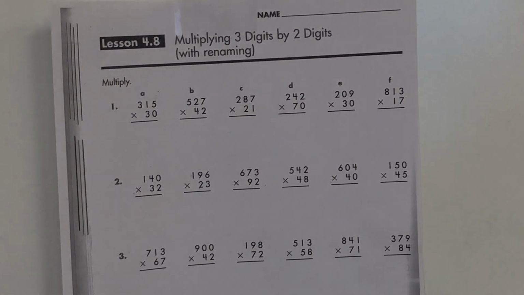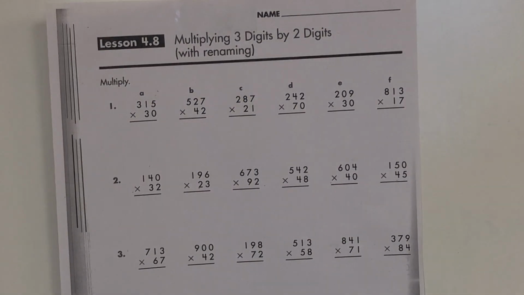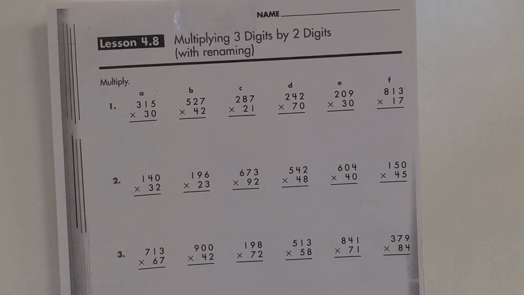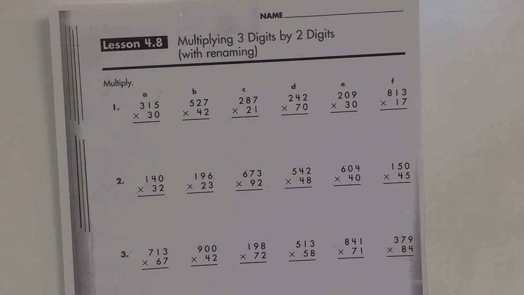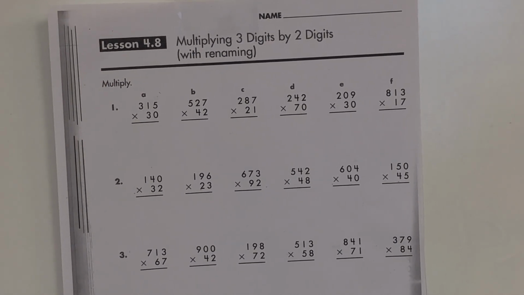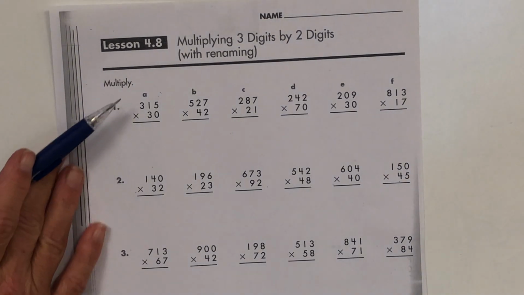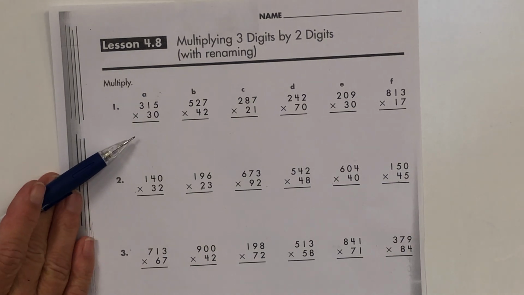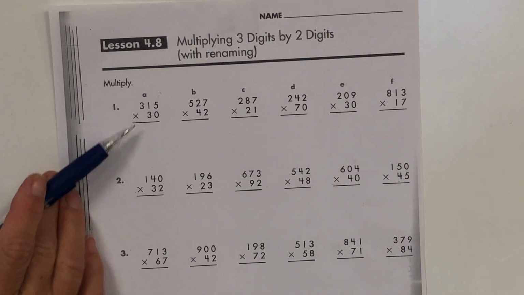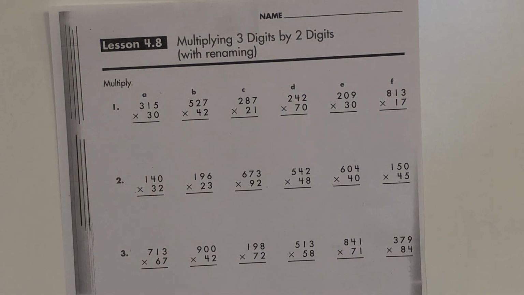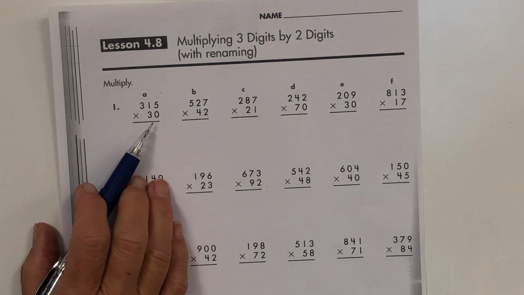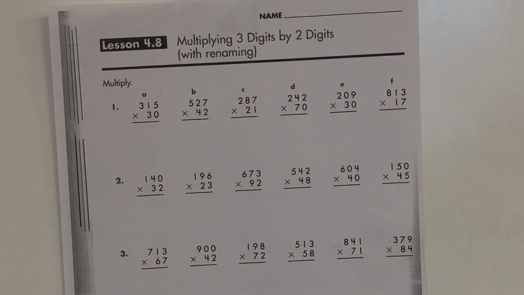If you would rather get a piece of paper and write these bigger, that would be fine. So this is multiplying 3 digits by 2 digits. Now you know in multiplication, the numbers you multiply with each other are called factors, and then your answer is called the product. Usually the largest number is the one that's on the top, and that's the case with all of these. And all of these have 2 digits on the bottom.